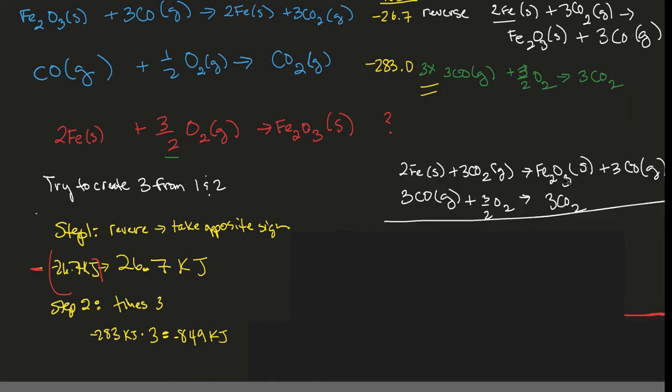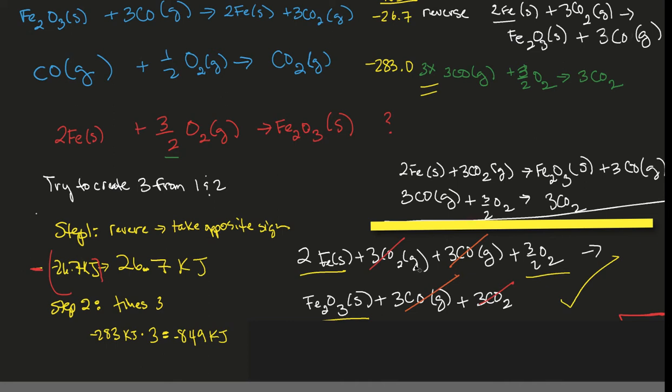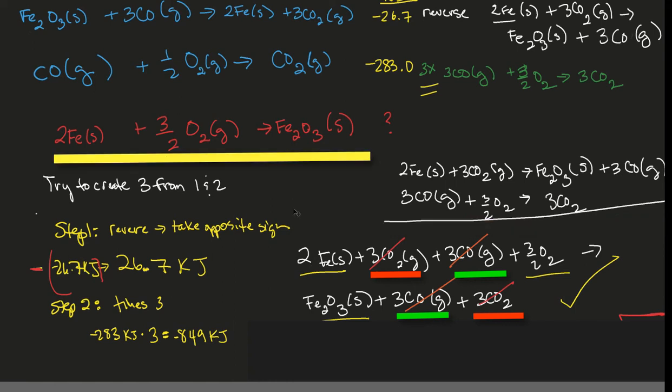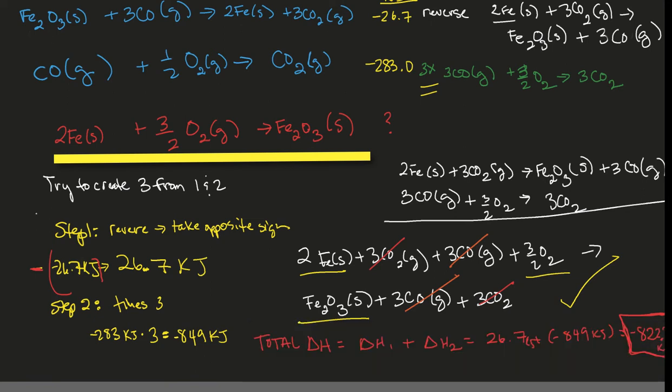Now we can add the 2 equations, and when we add the 2 equations, we'll be left with products and reactants that have the same thing that will cancel out. Again, make sure the state is the same, gas and gas, and the carbon dioxides will cancel, leaving you hopefully the desired equation you have. At that point, all you do is just sum up your delta H's. So when you do that for this problem, you should get a negative 822.3 kilojoules. Because it's negative, we know it's exothermic. Heat is released.